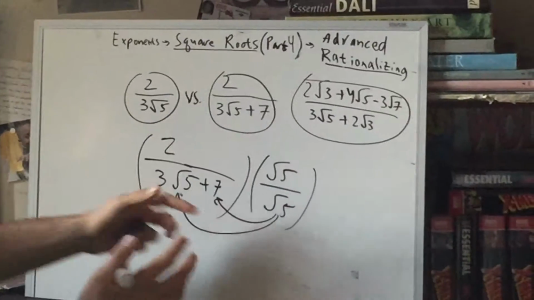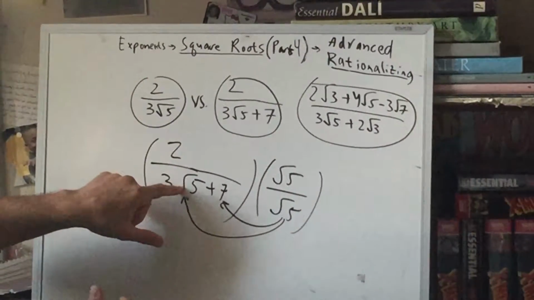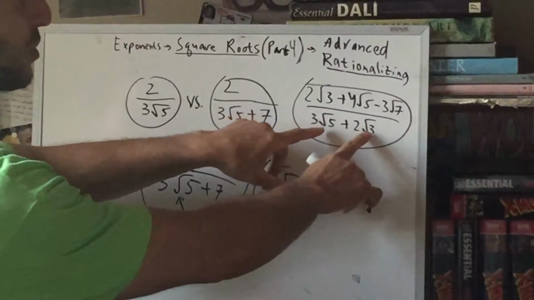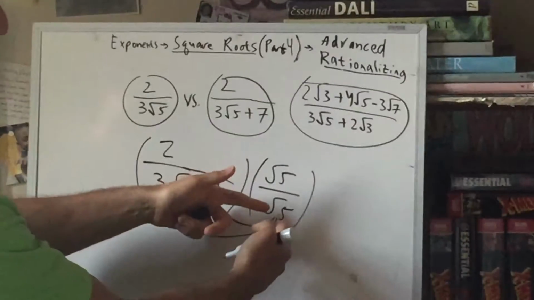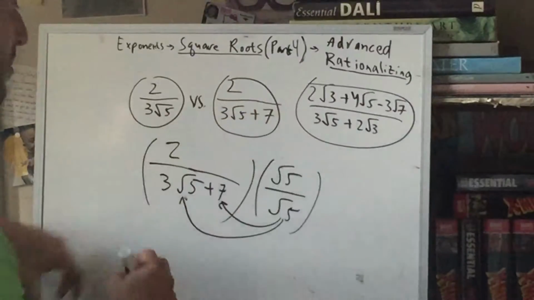So we need a more advanced thing to multiply by in order to get rid of the square root. And not to mention, there could be 2 square roots, so then what do you multiply by, the 5 or the 3? So this basic approach won't work for these problems.